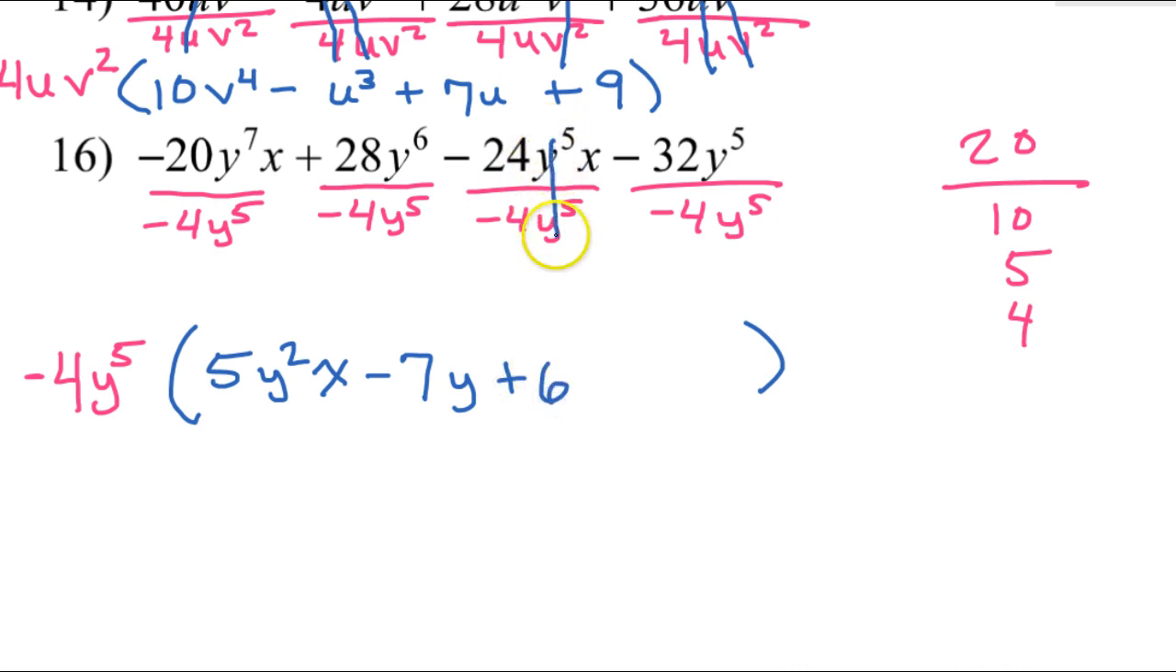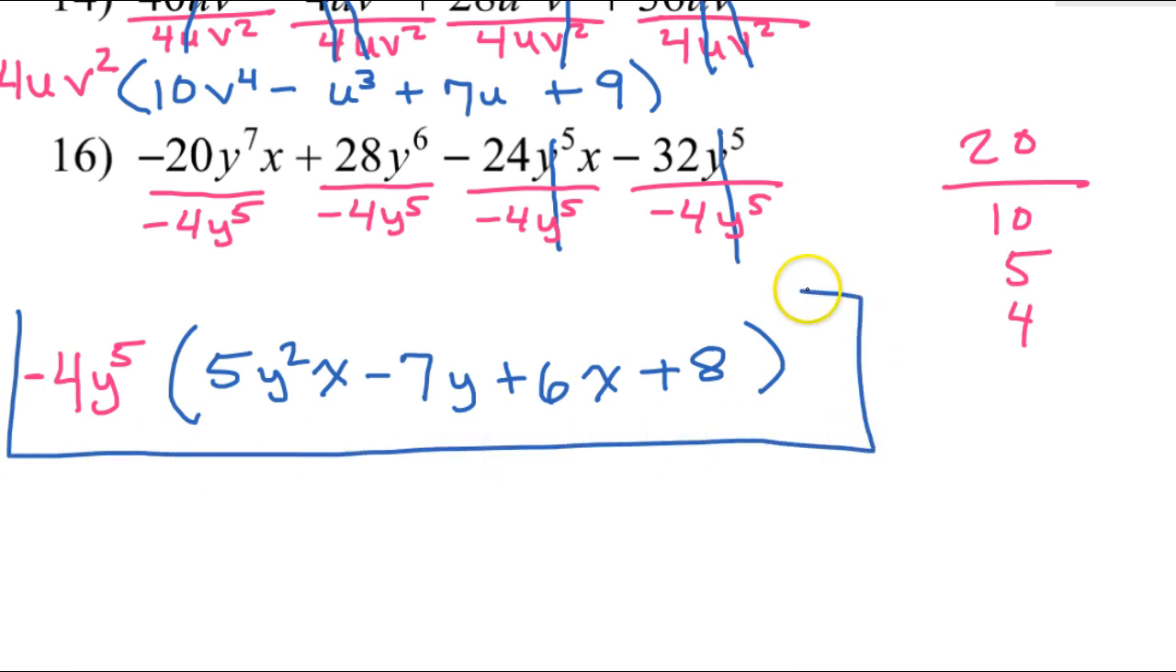y to the 5th power just cancels completely out. We still have that x there. Negative divided by a negative is a positive, so this will be positive 8. And y to the 5th power cancels completely out. Okay, so this should be the final answer.